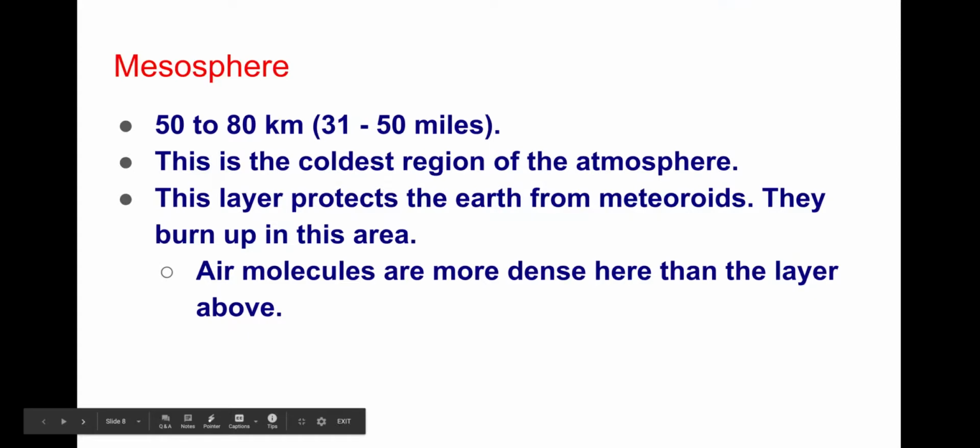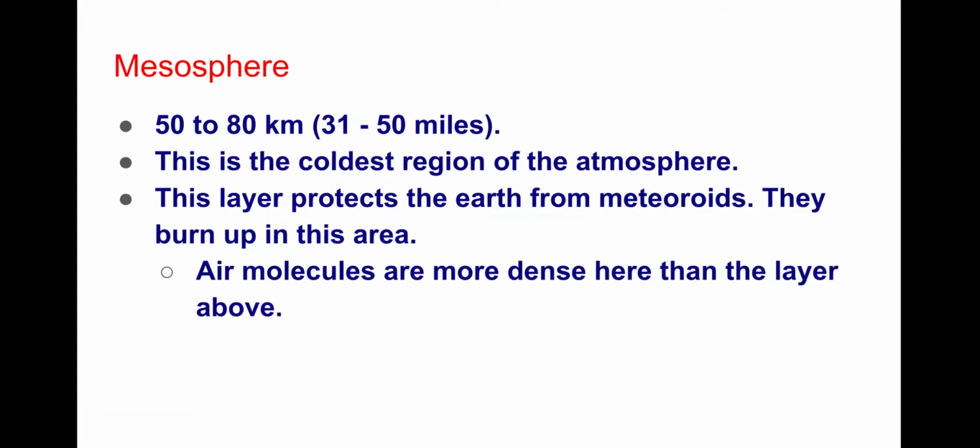The mesosphere goes from 50 to 80 kilometers, or 31 to 50 miles. It's the coldest region of the atmosphere, and this layer protects the Earth from meteoroids. They burn up in this area. Meteoroids can go right through the thermosphere, the layer on top of the mesosphere, because the air molecules are very spread out. In the mesosphere, the air molecules begin to get a little bit denser, so they burn up there.